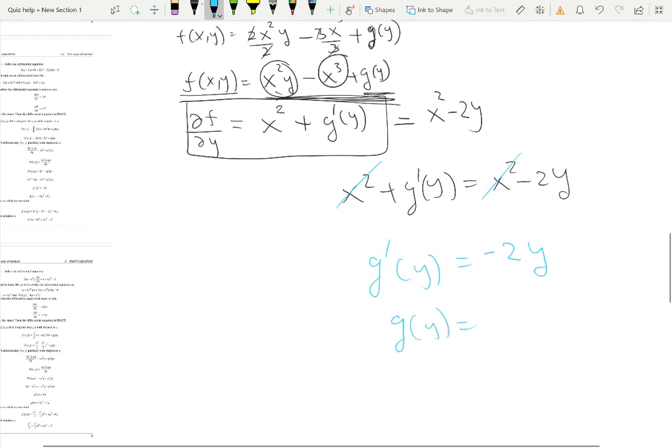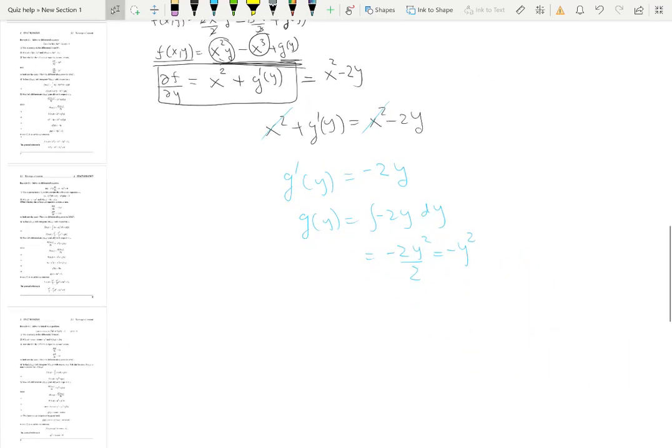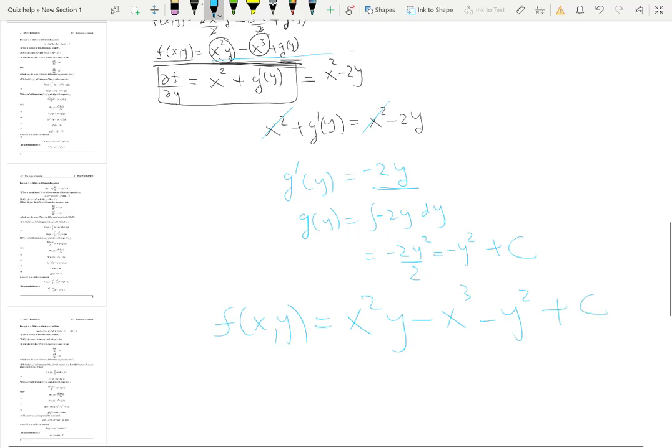Integrate negative 2y with respect to y, you get negative 2y square over 2, which is negative y square. So that is g of y. Alright, so then what is f? We finish the final puzzle of the problem because f is x square y minus x cube plus g of y, which is negative y square. Oops, I forgot plus c, an arbitrary constant. Don't forget that. We integrated negative 2y, so we have to have plus c. So g of y is negative y square plus a constant c.